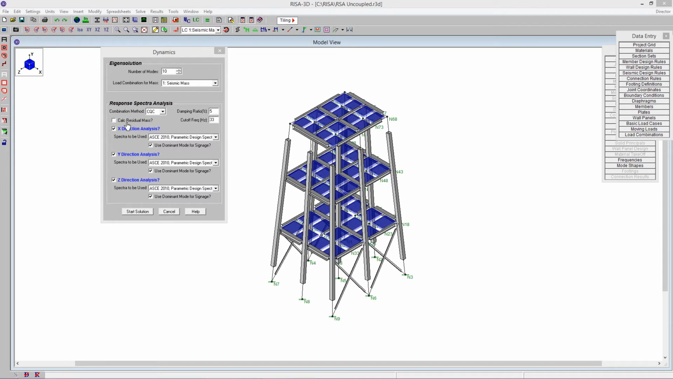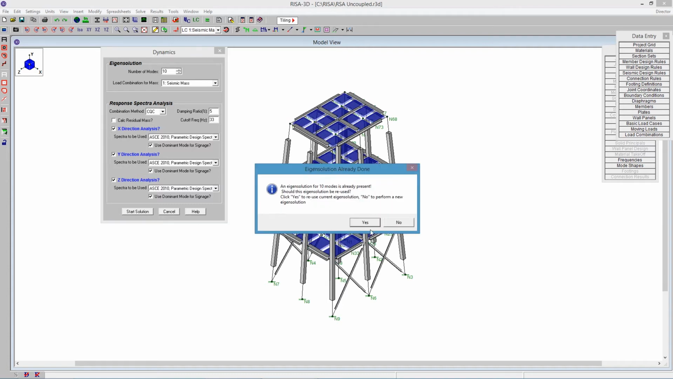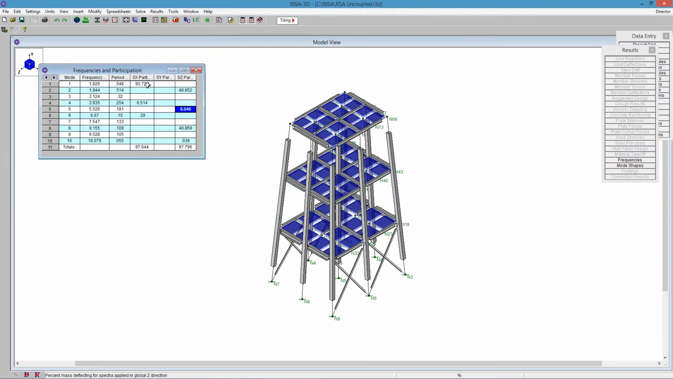Now what I'll do is say start solution, and I'm going to run this model with 10 shapes. Here we got 10 mode shapes, and we saw this from earlier, I have over 90% for both directions. So we're at the point where we want to keep moving past this to get more results.